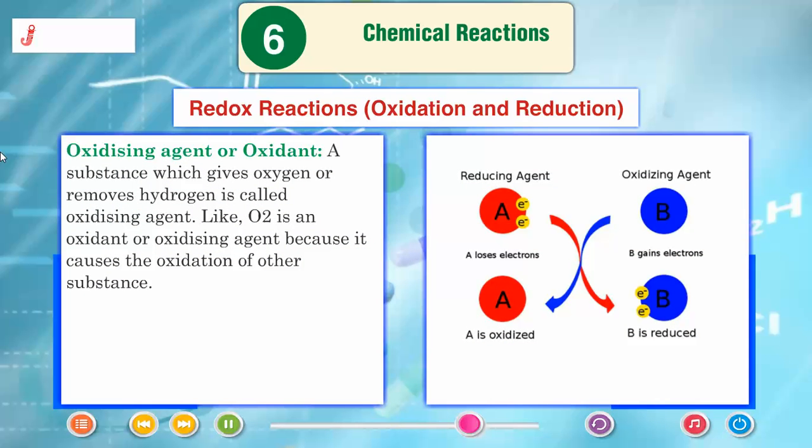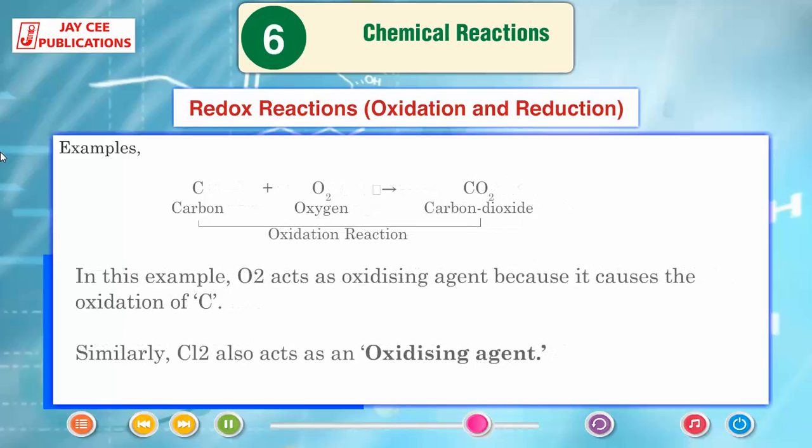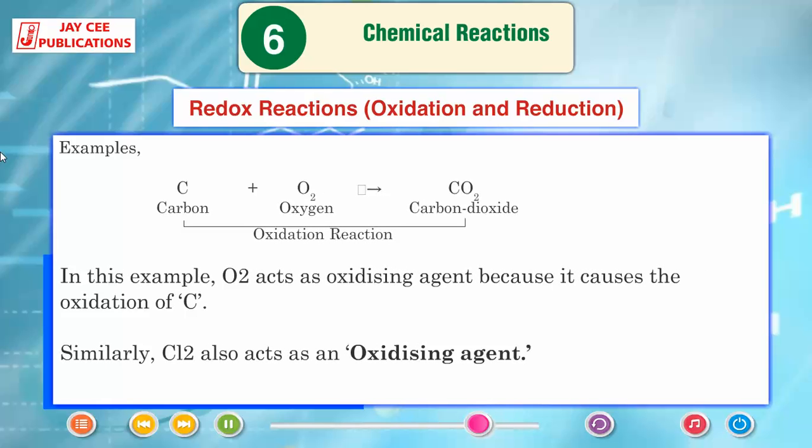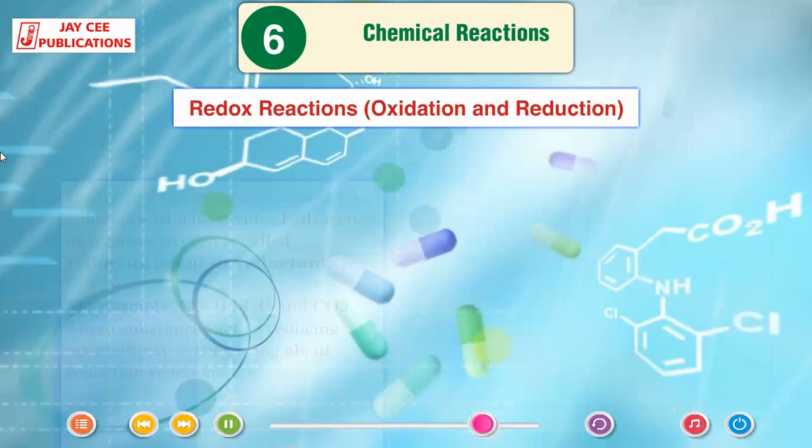Oxidizing agent or oxidant. A substance which gives oxygen or removes hydrogen is called an oxidizing agent, like O2 is an oxidant or oxidizing agent because it causes the oxidation of another substance. Example: in this example, O2 acts as an oxidizing agent because it causes the oxidation of C. Similarly, Cl2 also acts as an oxidizing agent.